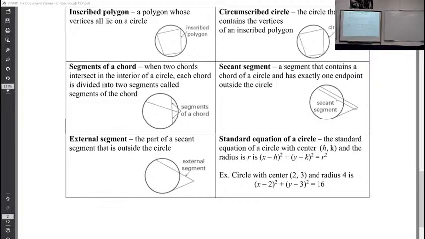The first one is circle. So give me an example of a circle. Think about how might we label a circle? Give me an example of a center. Give me an example of a radius. Give me an example of a diameter. And so on.